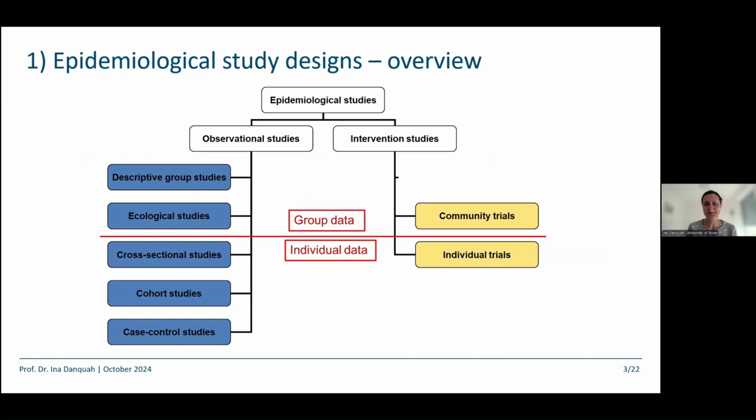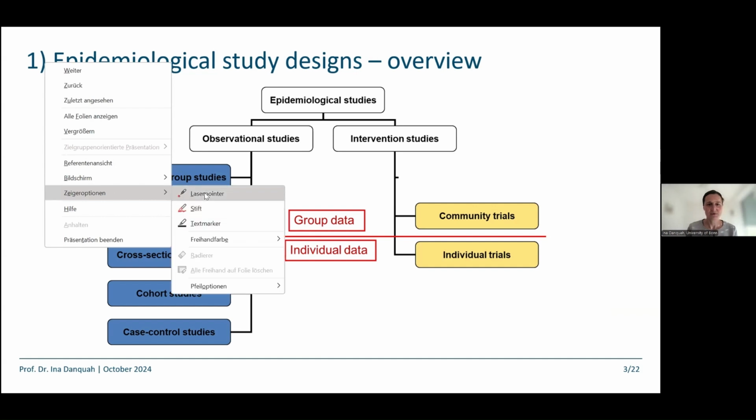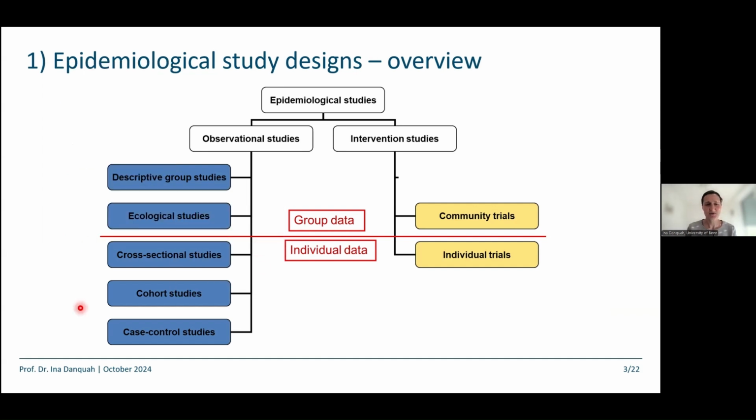So just as a little bit of background information and going back to epidemiological study designs, usually we do differentiate between observational designs here on the left side, as well as intervention designs, or some people also call them experimental designs. And then again, we can also divide those into group level data study designs as well as individual level data study designs.